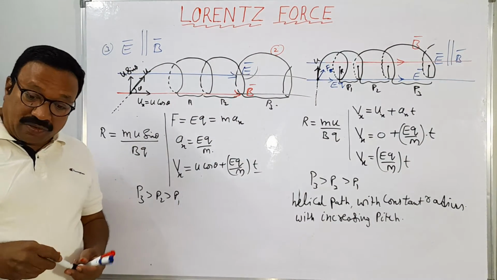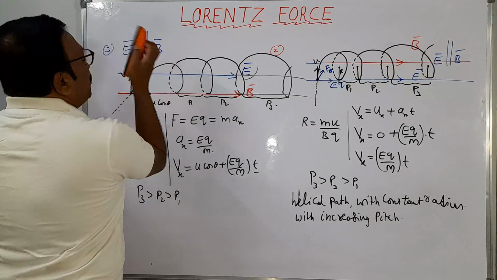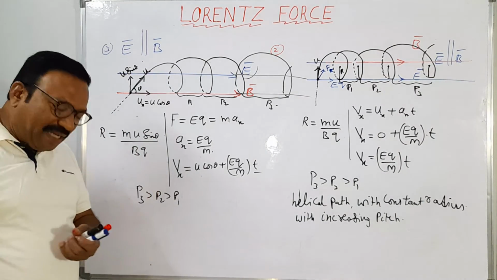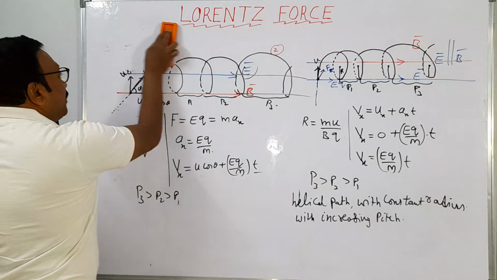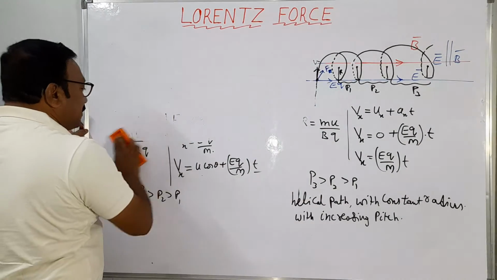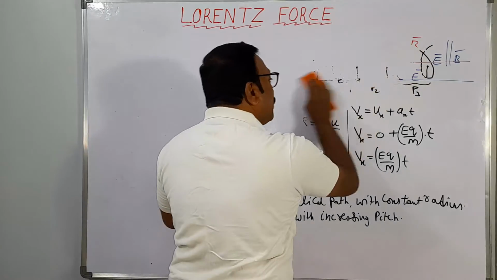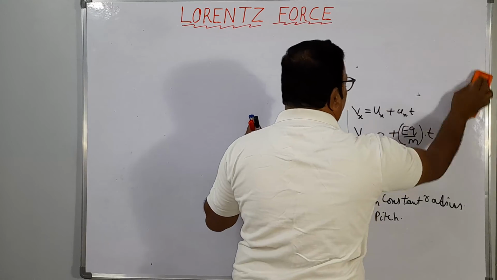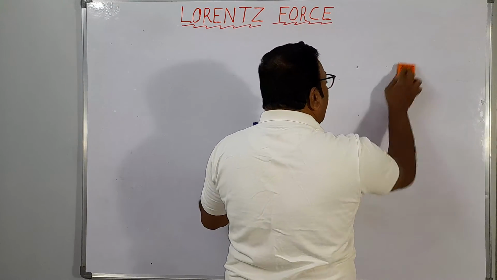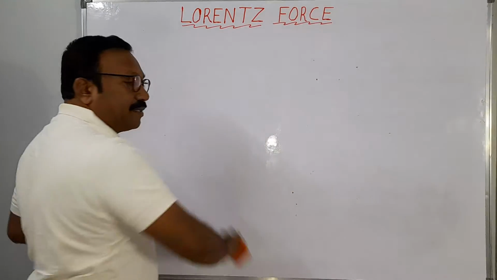Right. Now the last and the most important. These two will be perpendicular now. This is very, very important. In many competitive exams, they ask questions where electric and magnetic fields are perpendicular to each other and the particle is also entering perpendicular to both fields. And the velocity is also perpendicular.